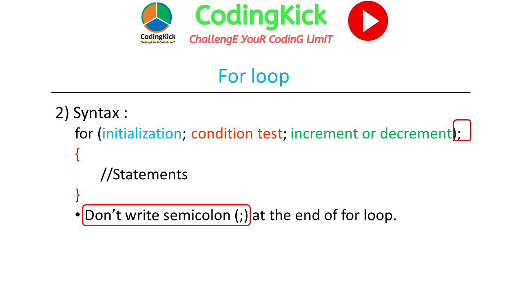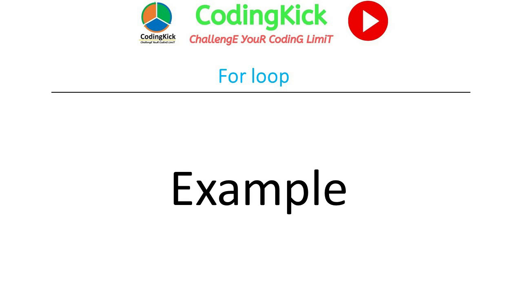The second thing you need to remember while using a for loop is do not write a semicolon at the end of the for loop. Also, do not forget to write the two semicolons within the for loop, which separate the initialization, condition test and increment or decrement. Let's see the example for it.